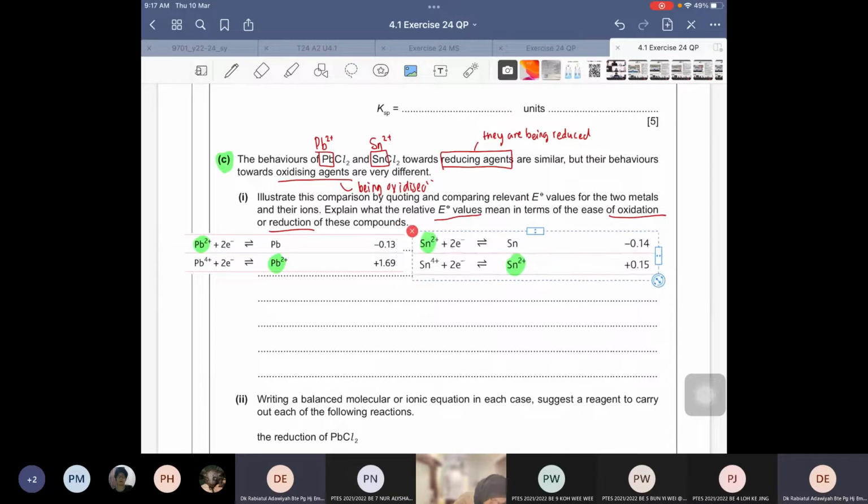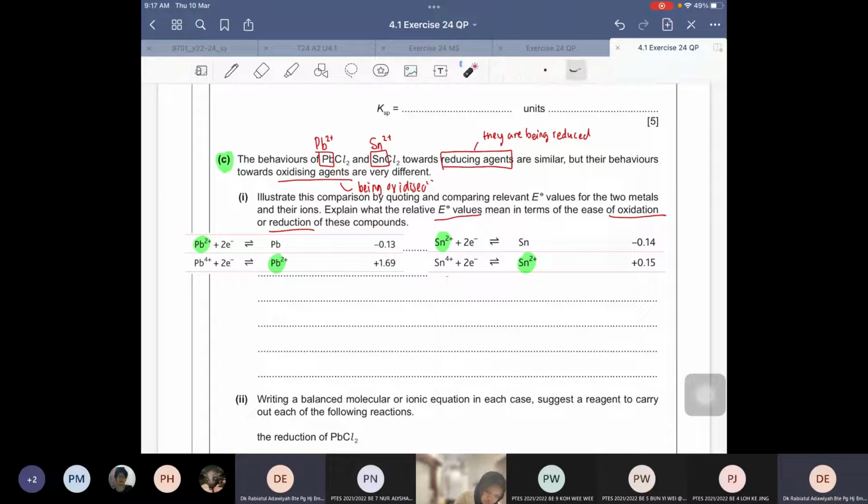Okay, so the statement says that the behavior of Pb2 plus and Sn2 plus to reducing agent, that means the ease of reduction. Look at the value when Pb2 plus and Sn2 plus is being reduced. They have more or less the same value, negative 0.13 and negative 0.14. Okay, so we need to comment on that.